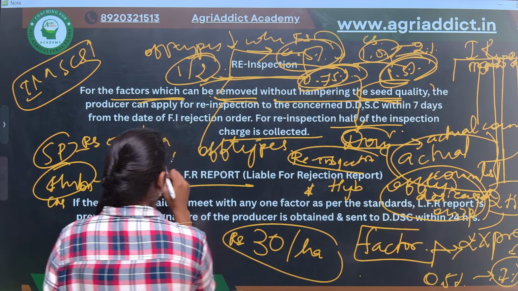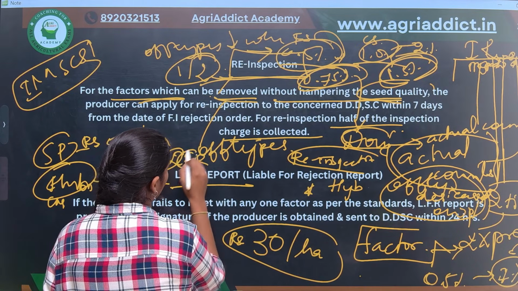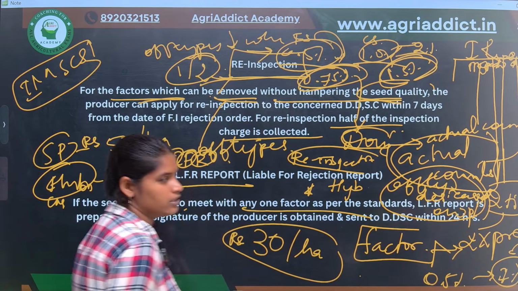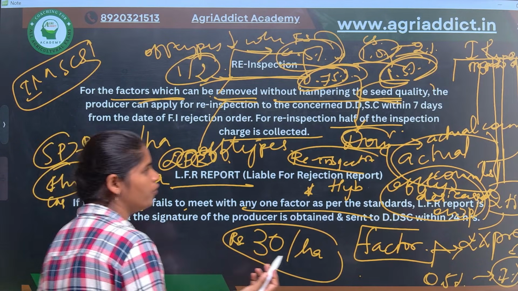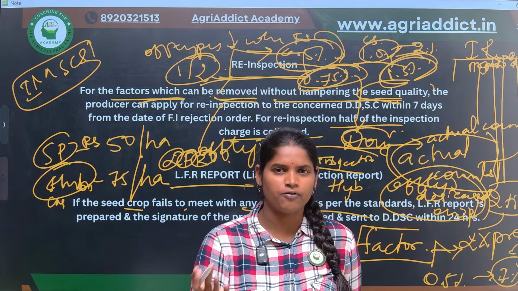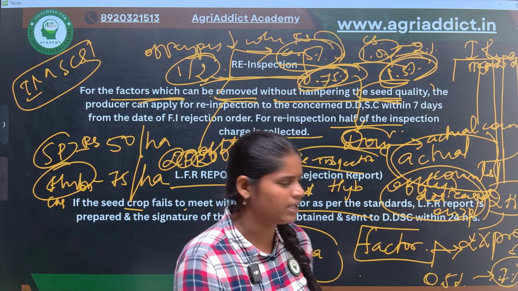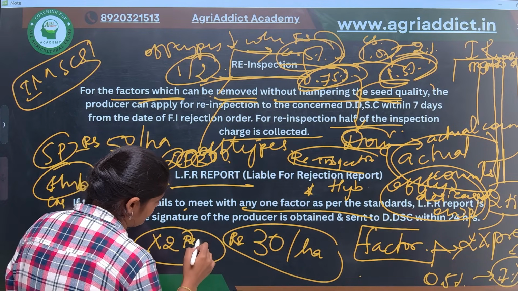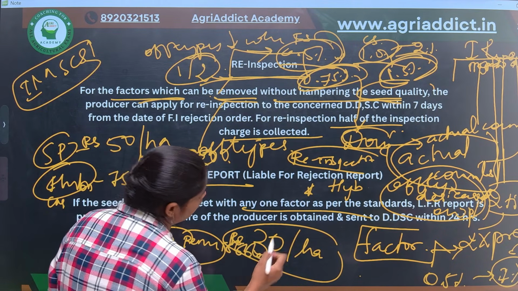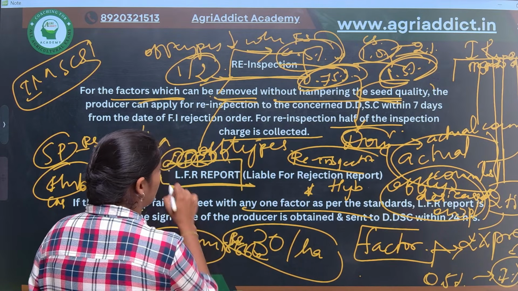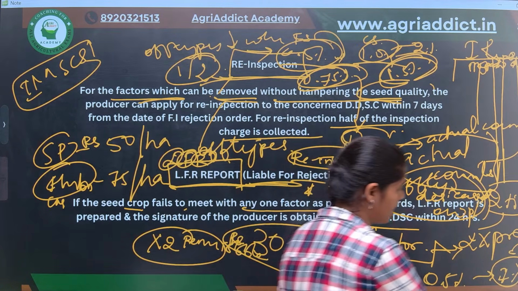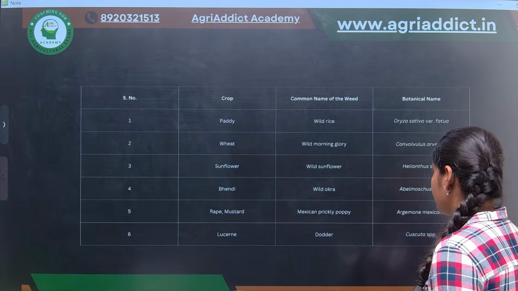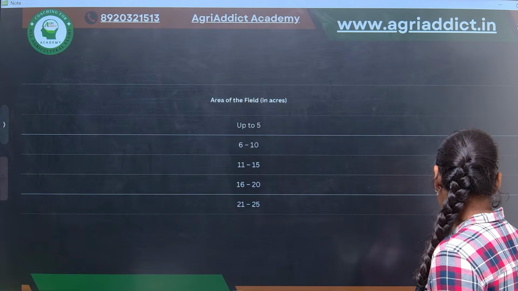Then we have one LFR report, that is, liable for rejection. If the seed crop fails to meet any one of the factors as per the standards, then what to do? We can't go for re-inspecting every factor. If it is not matching with a factor, and that factor is not even within 2 times of the permissible limit, what is the use of going for it? Then we have to prepare a report that is the liable for rejection report, that is LFR. This is all about field inspection.